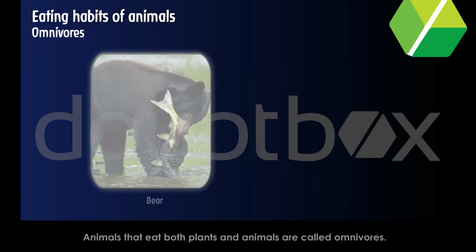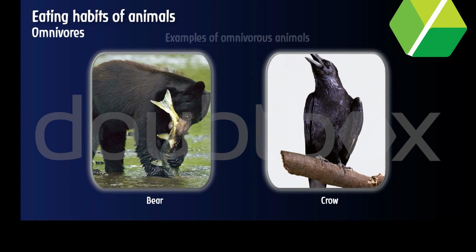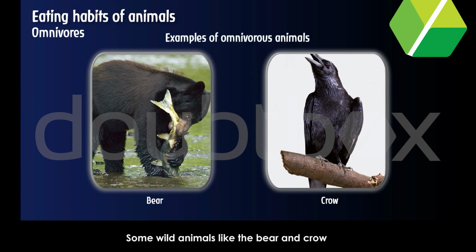Omnivores. Animals that eat both plants and animals are called omnivores. Examples of omnivorous animals. Some wild animals like the bear and crow eat both plants and animals. Such animals are called omnivores.